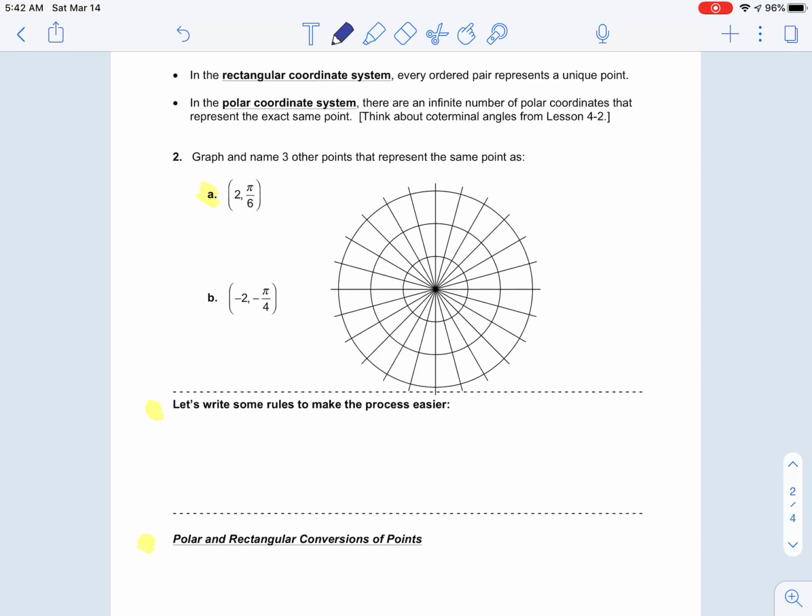All right, friends, a few more problems we're going to do, and the rest of the notes will be yours for homework. For problem 2, part A, we're asked to graph (2, π/6), and then name 3 other points that represent the same point.